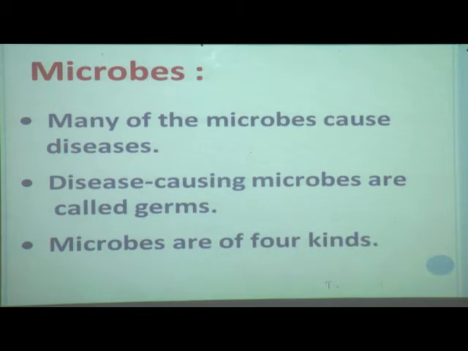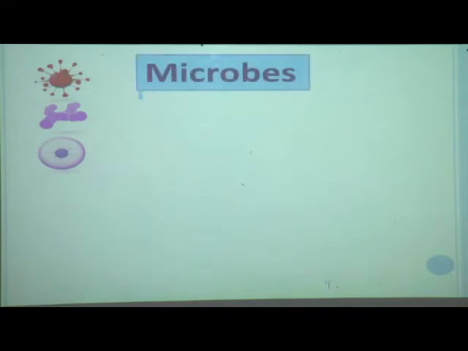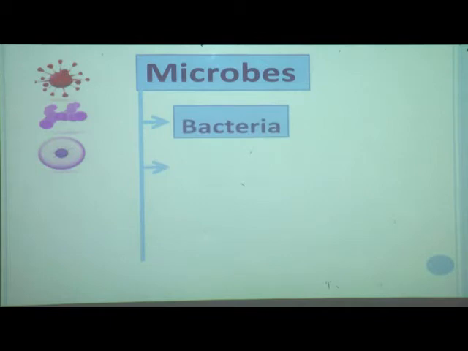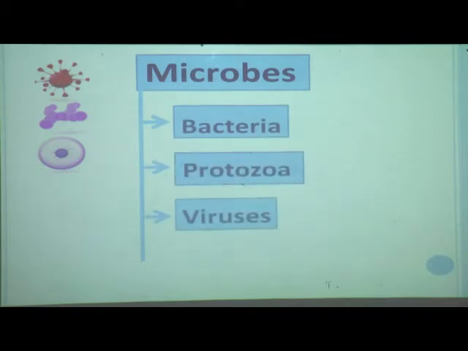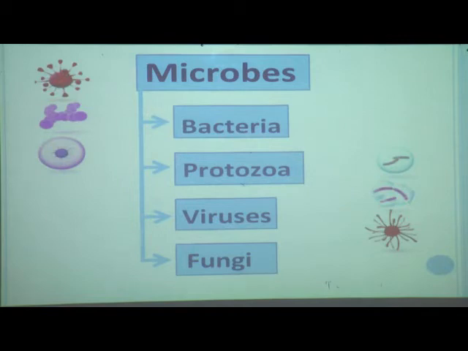Microbes are of 4 kinds. We will see what are the 4 kinds of microbes. Those are bacteria, protozoa, viruses, and fungi. See, these are 4 kinds of microbes. Once again I will repeat this: bacteria, protozoa, viruses, and fungi.